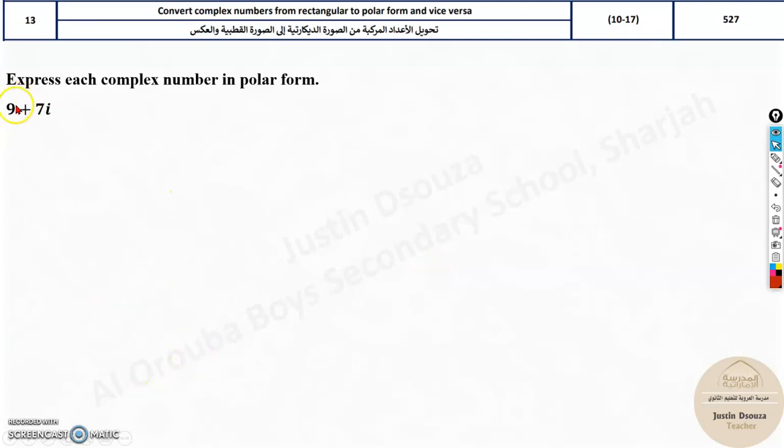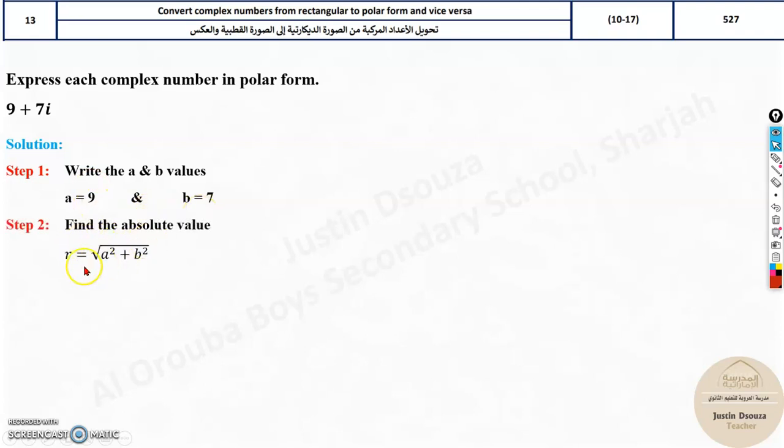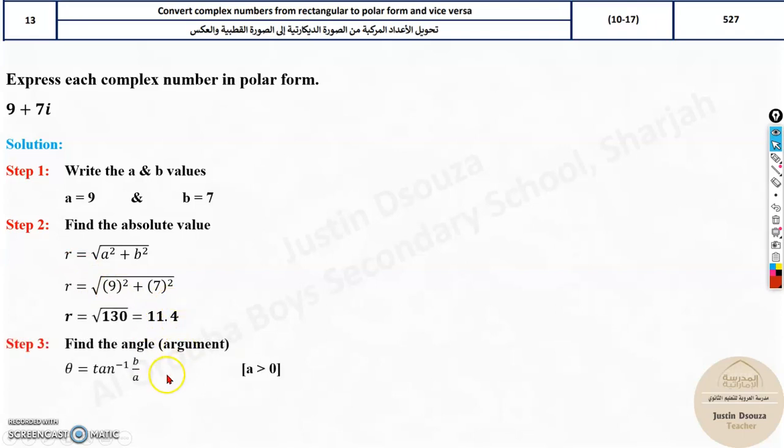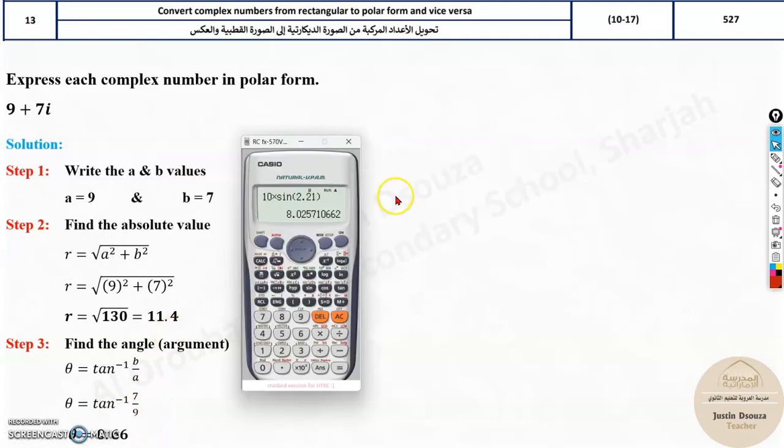Let's see a value with positive a. Same procedure. Find the a and b values and then use the absolute value formula. Find the radius r. R is 11.4, and now you need to find the angle or the argument just by using the formula theta is tan inverse b by a. Now you'll get tan inverse 7 by 9. The answer is 0.6. Again in radian mode, tan inverse 7 by 9.